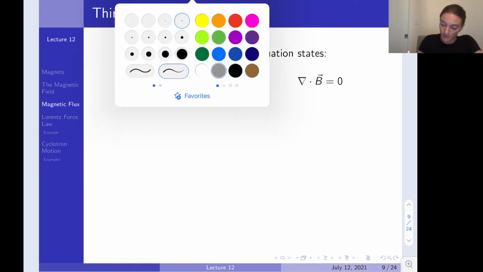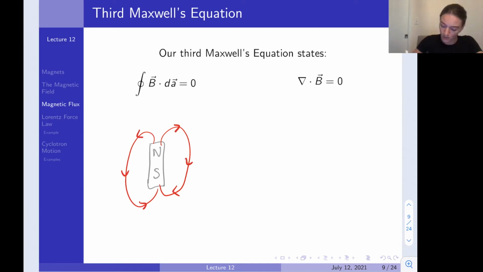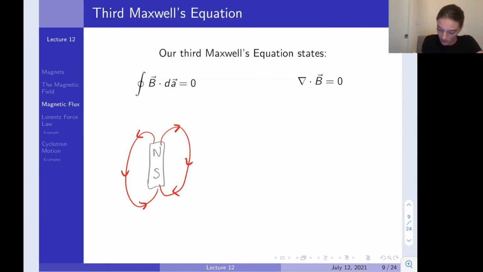So for example, if we have our north and south pole of a magnet, our magnetic field will look like this. So our arrows will come out of the north pole and go back into the south pole, which means that if we draw any closed surface, let's just draw a closed surface around our magnet, we can see that we have, let's say, two field lines coming out of the magnet, and we have two field lines going back in.